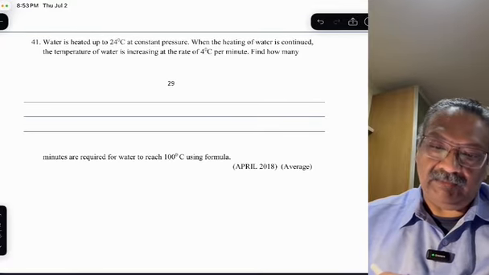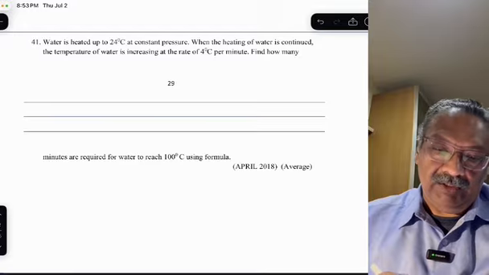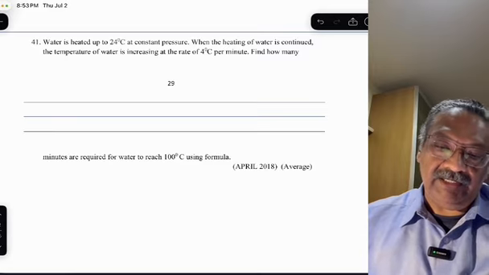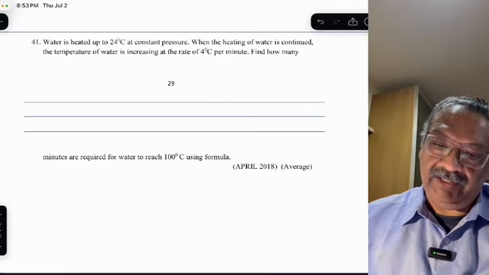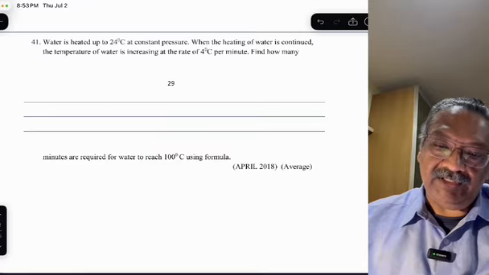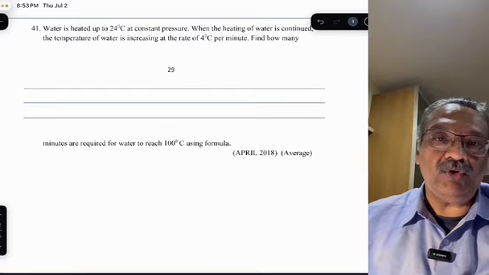Okay, let us come to question number 41. What they are saying here: water is heated up to 24 degrees centigrade. When the heating of water is continued, the temperature of water is increasing at the rate of 4 degrees per minute.